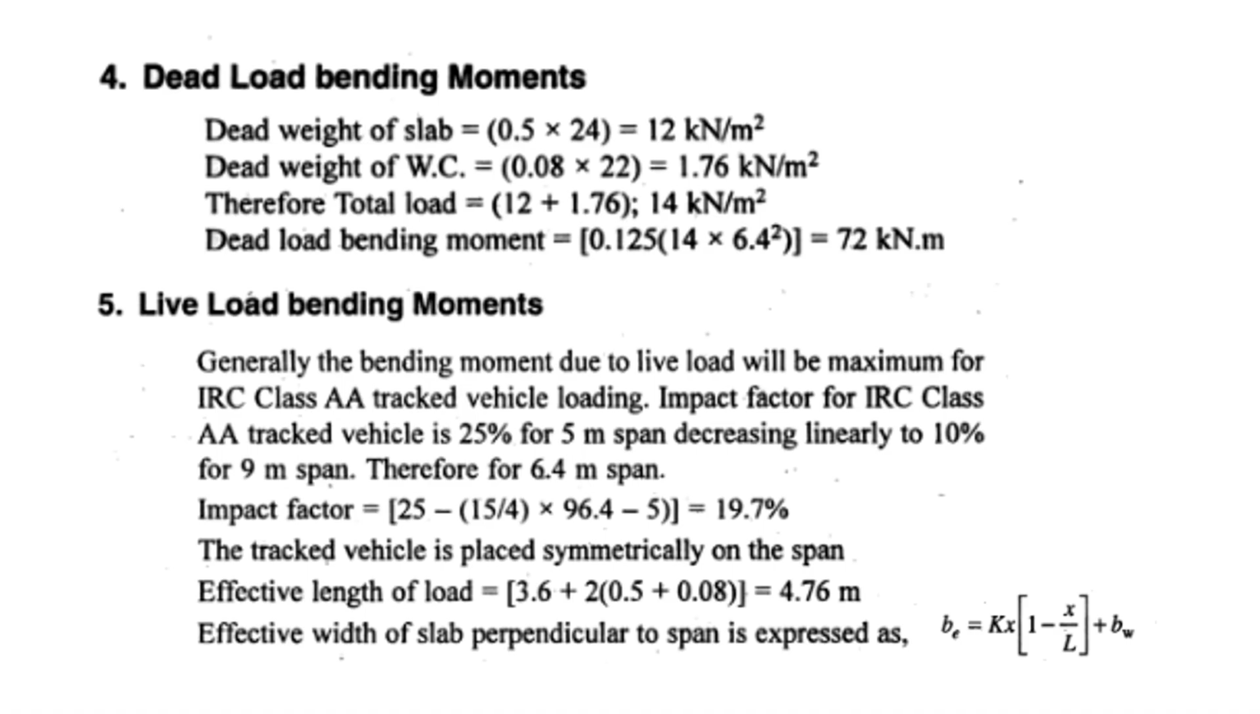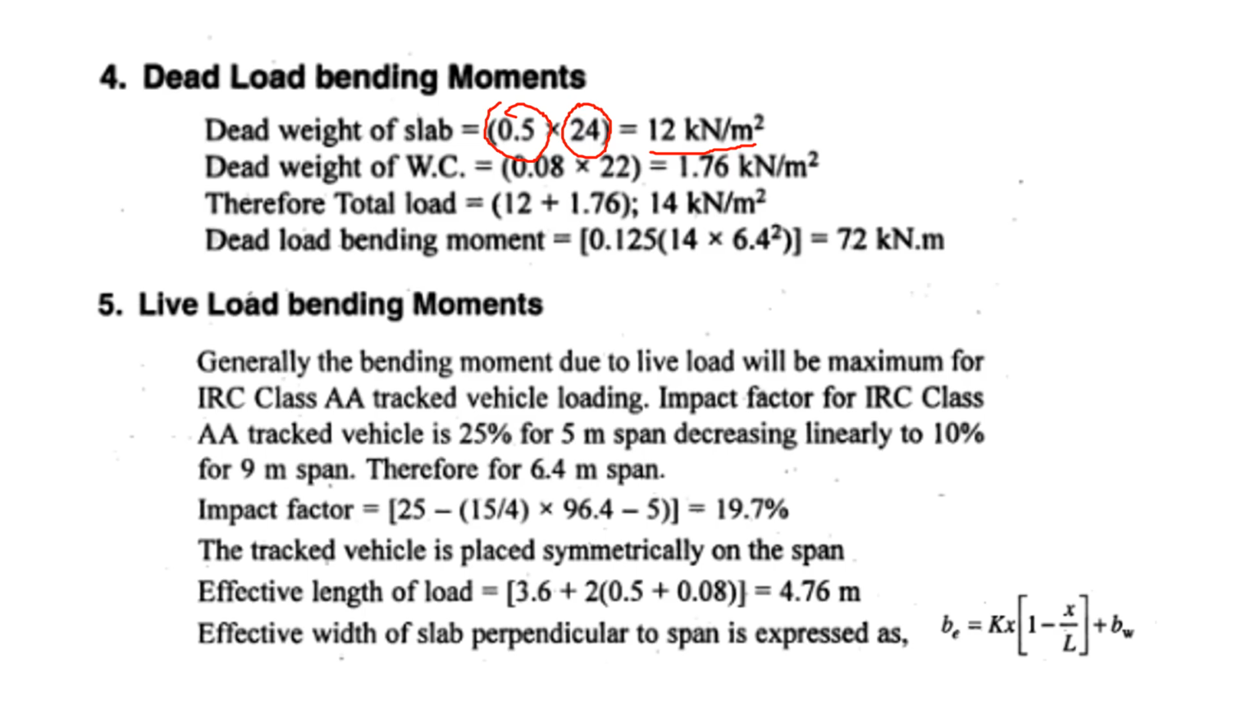So the dead load of the slab includes the dead weight of the slab plus the dead weight of the wearing coat. As we know, the thickness of the slab is 500 mm. So the dead load of the slab is the thickness of the slab into the unit weight of concrete, which is 24 kilonewton per meter cube. So the total load is 121 newton per meter square.